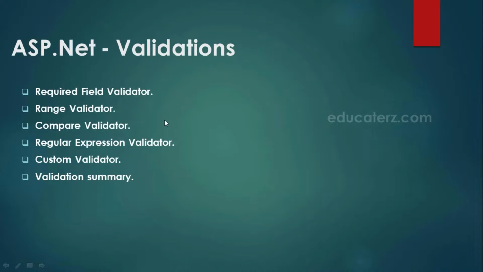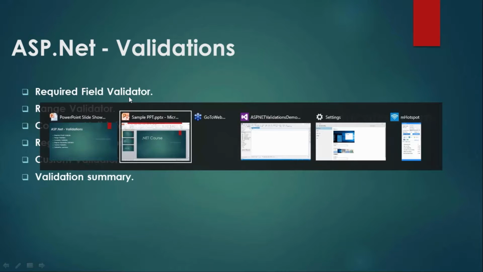So the Microsoft ASP.NET Framework provides 6 built-in validation controls. Those are required field validator, range validator, compare validator, regular expression validator, custom validator, and finally validation summary. We'll be seeing them one by one in each video. I'm making this series of videos for these validations. In the first, we'll be seeing required field validator. Let's flip to Visual Studio.